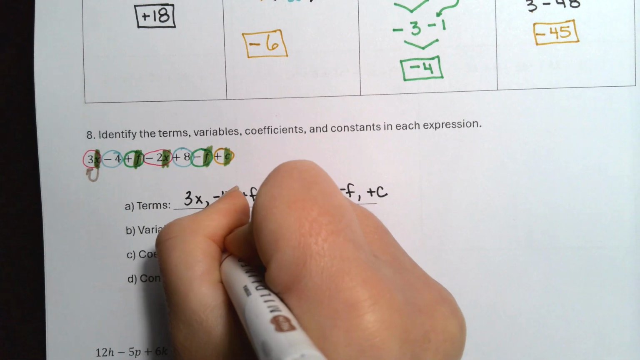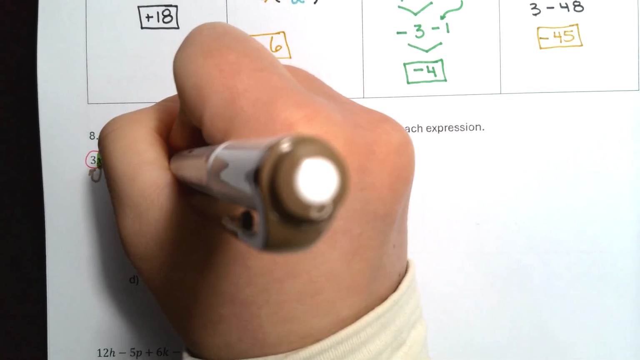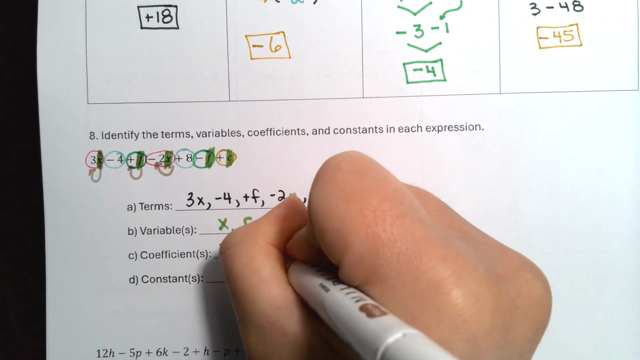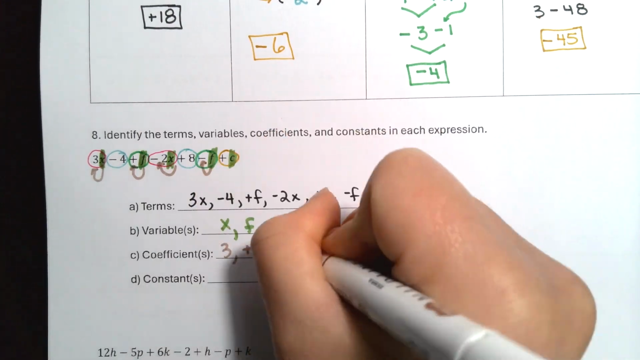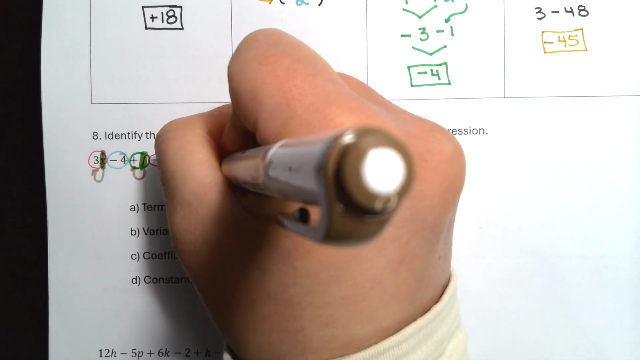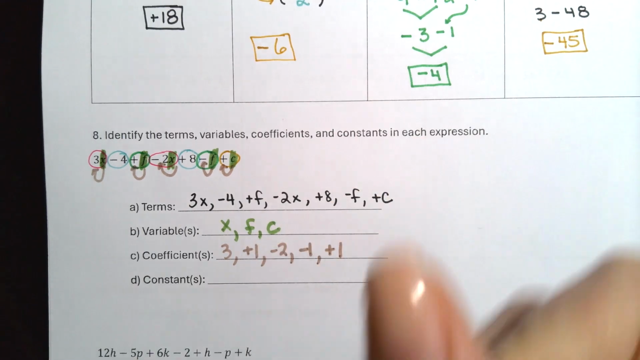So I have a 3 in front. I have 1 positive in front. I have 2 negatives in front. I have 1 negative in front. And I have 1 positive in front.